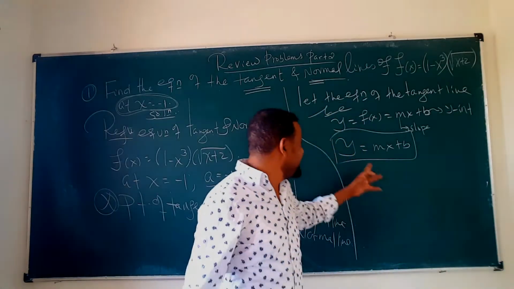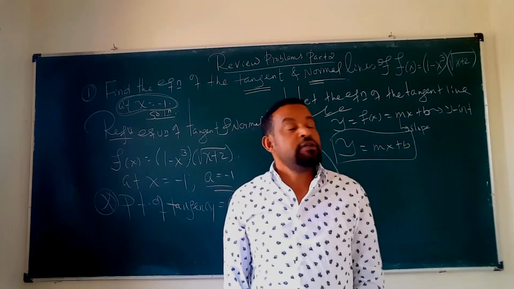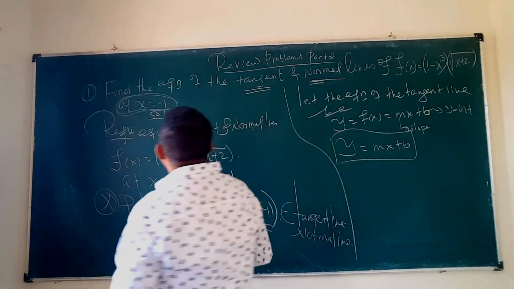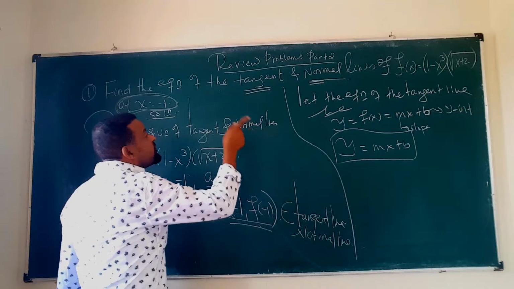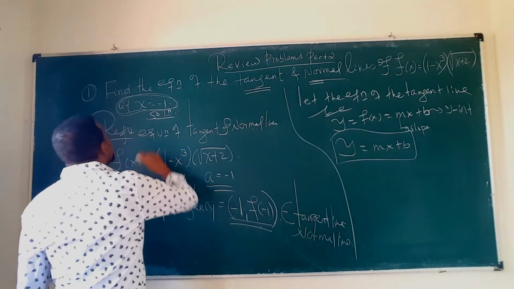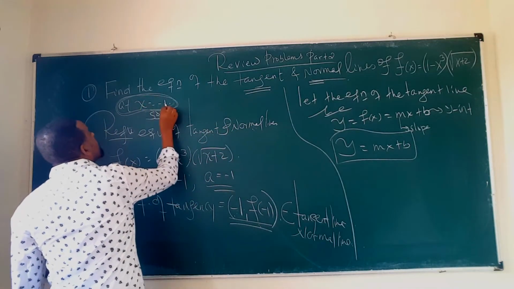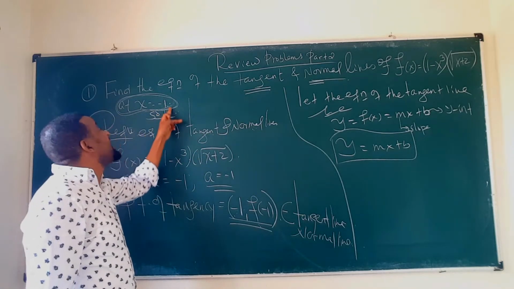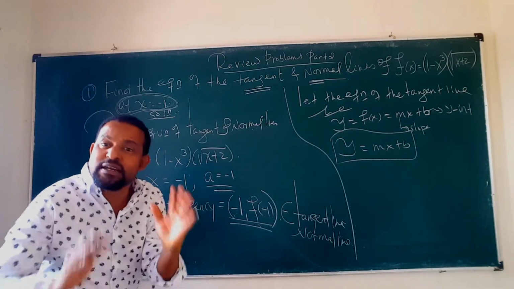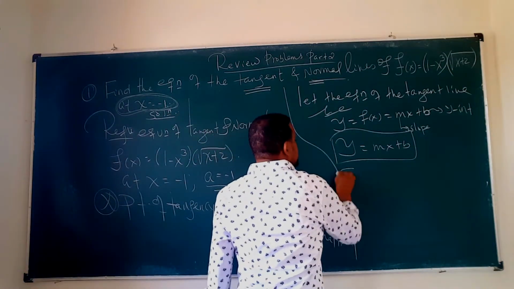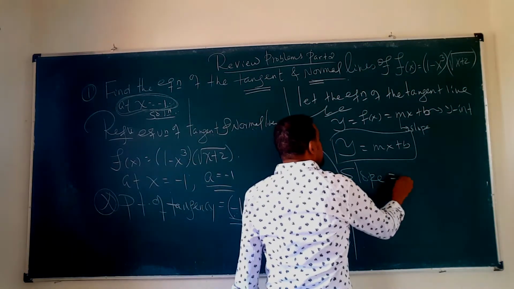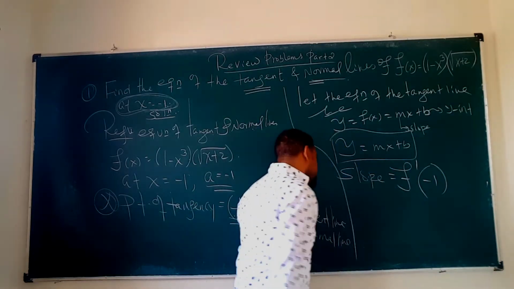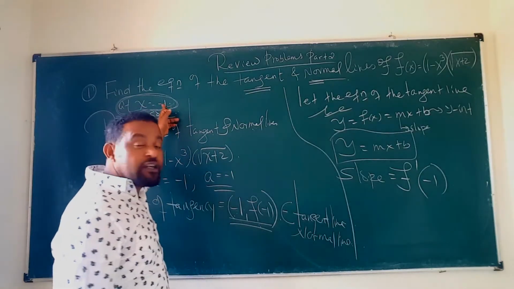So what do we need now? We need the slope and the y intercept. So first we have to get the slope. Look, find the equation of the tangent line of the function f of x, but at a point of tangency x equal to -1. So the derivative of this function at this point of tangency -1 is the slope. So slope is equal to what? The derivative of the function at a point -1. Okay? Because this -1 is the point of tangency.